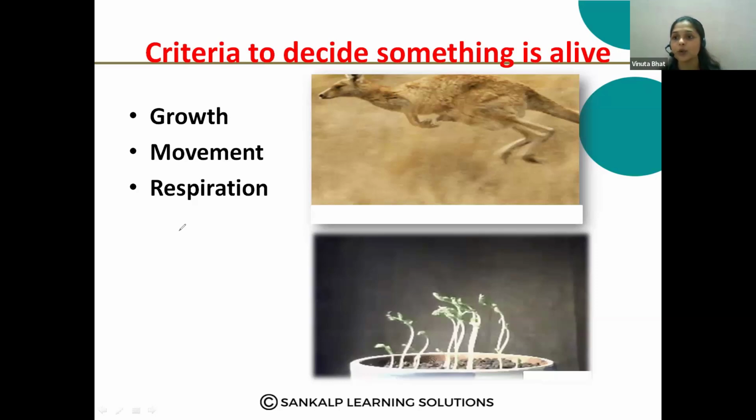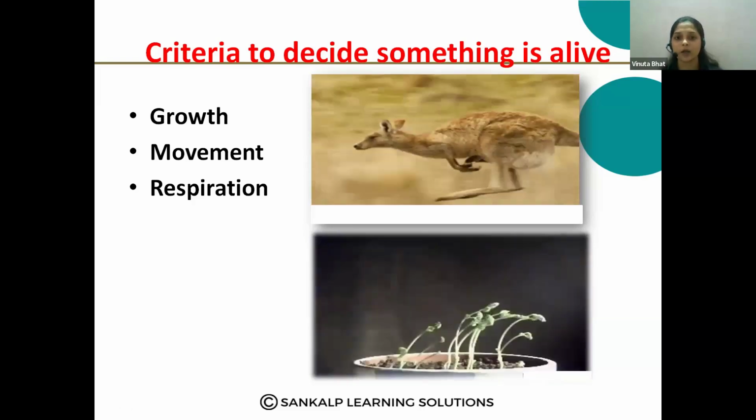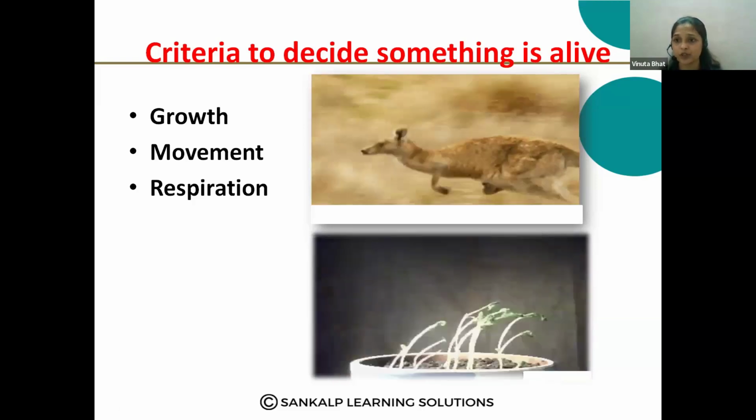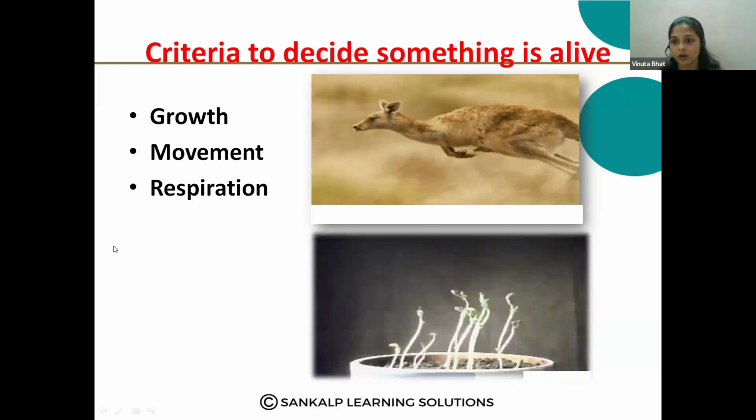And respiration, you can observe respiration in animals externally, right? But plants also respire. Yes, plants also respire through the stomata. They have special small pores, and through those they perform respiration. So these are the characteristics of the living beings. These characteristics are enough to determine whether anything is living or non-living: growth, movement, respiration, reproduction.